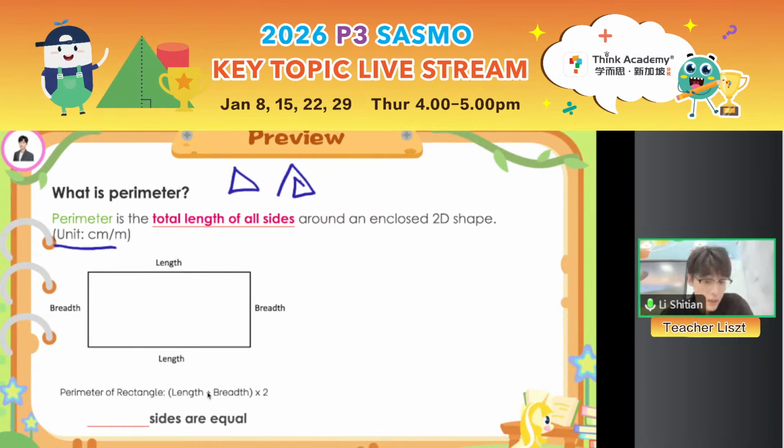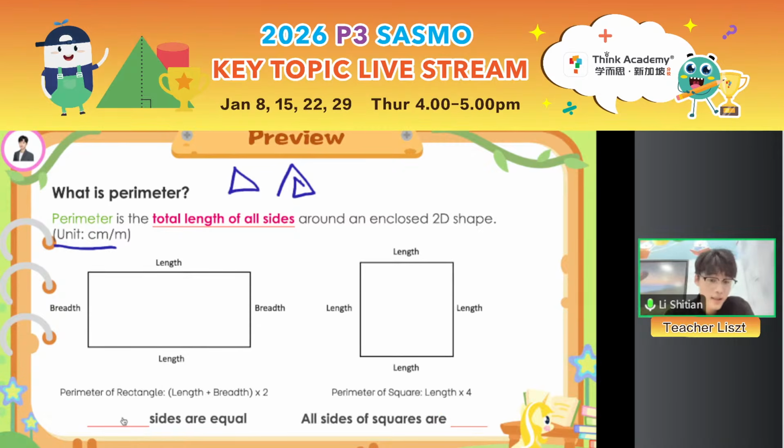Did you find out which sides are equal? Opposite sides are equal, right? Because length and length are here, breadth and breadth are here, right? They have the same name. So obviously the opposite sides are equal. What about this one? What's the name of it? It's called the square, right?